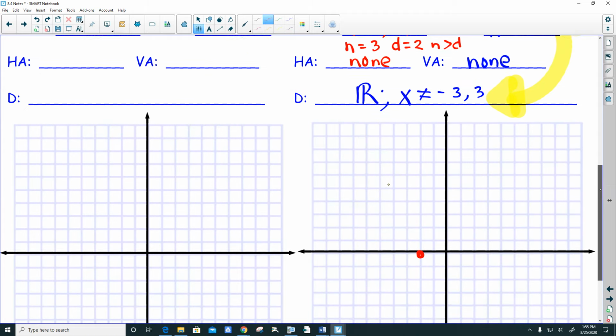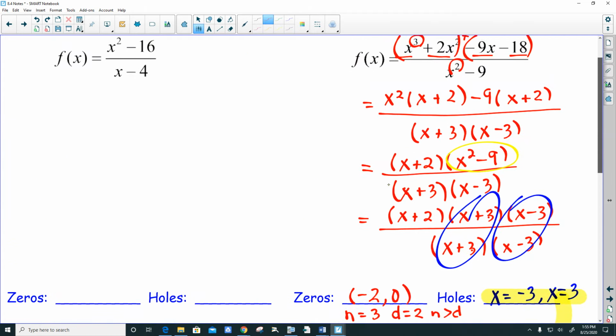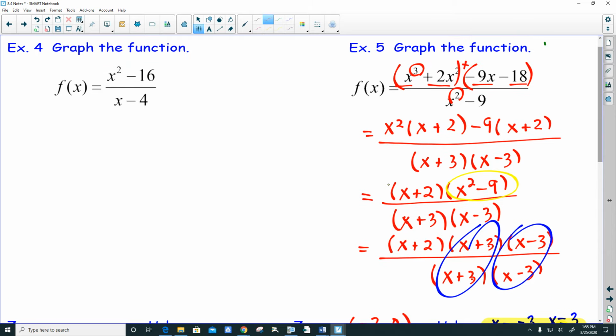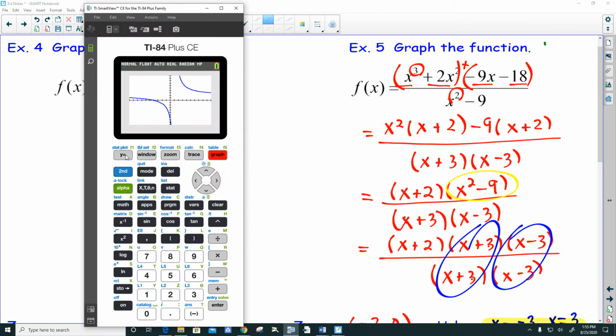We have one little x-intercept plotted. There are no asymptotes at all. This graph is probably not going to look how you would expect it to look when we graph it here. Looking at the equation, you might expect it to look pretty complicated. But if we were to type this in, x cubed plus 2x squared minus 9x minus 18, and we're dividing that by x squared minus 9, it's actually a pretty simple looking graph.